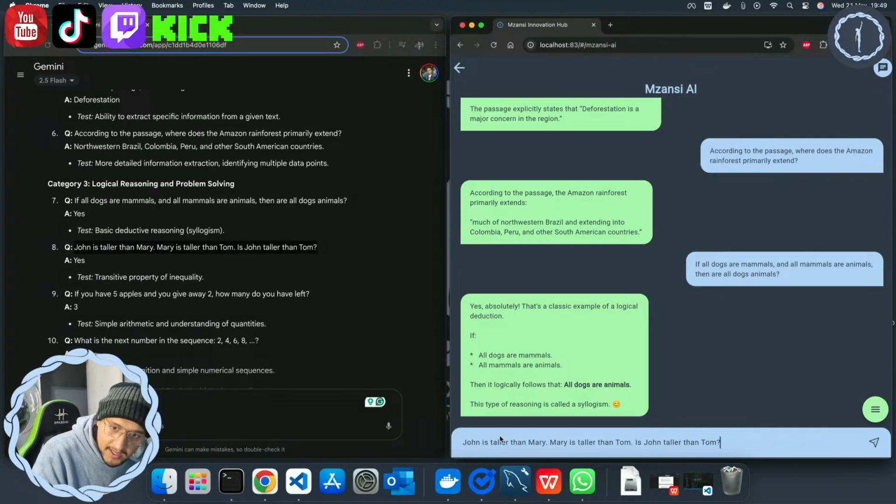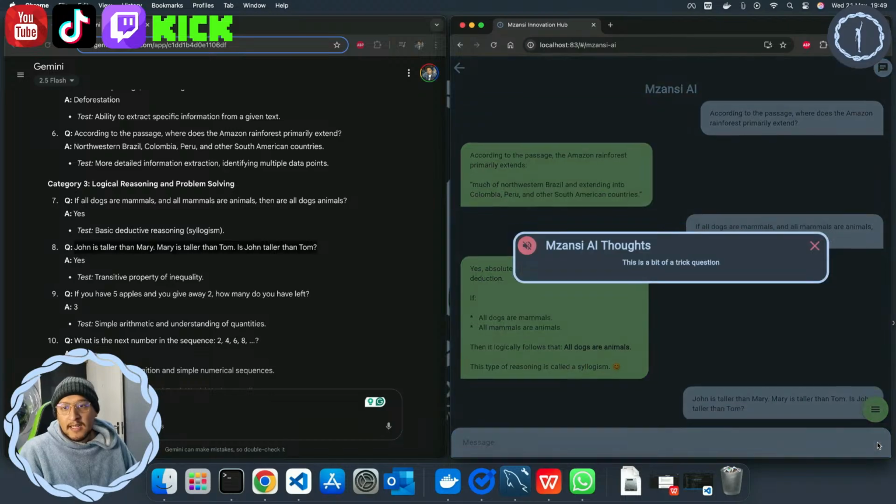John is taller than Mary. Mary is taller than Tom. Is John taller than Tom? Yes. It should be yes. Let me know in the chat if you think the answer is yes. Let's send it.